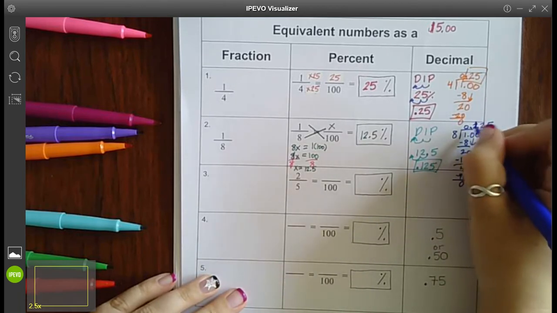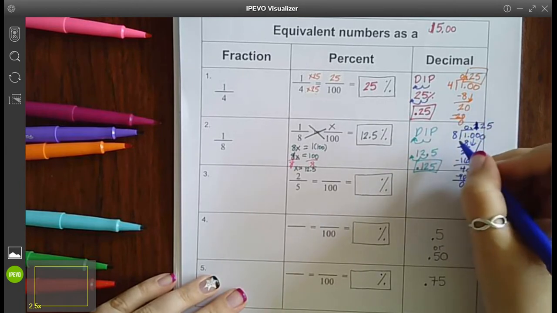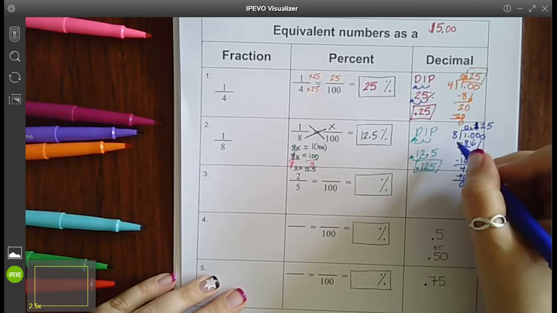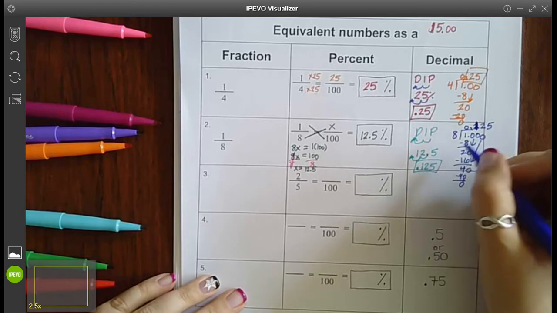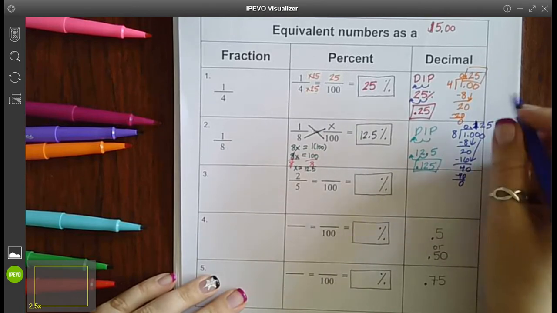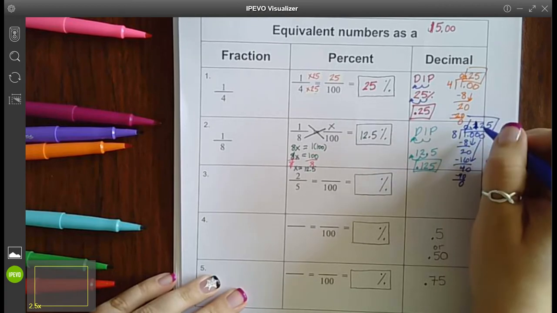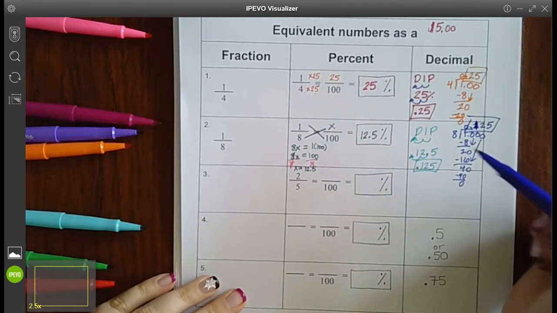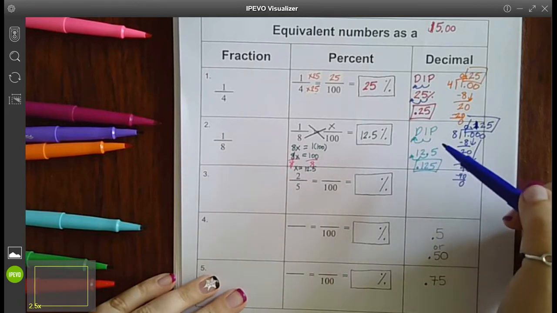So you get 0.125 because 8 goes into 10 once, and then you get a remainder of 2. Bring down your 0. 8 goes into 20 twice because 8 times 2 is 16. Subtract that, you get 4. 8 goes into 40 5 times, and you get a remainder of 0. So 0.125 is the same thing as 1/8. Okay? Or again, once you have it as a percent, you can use DIP.